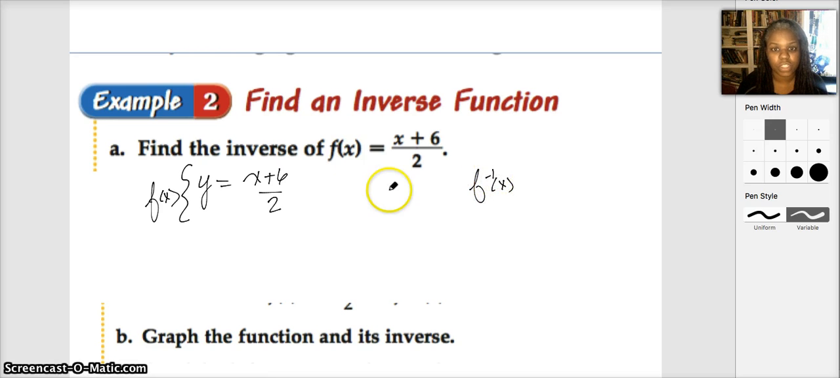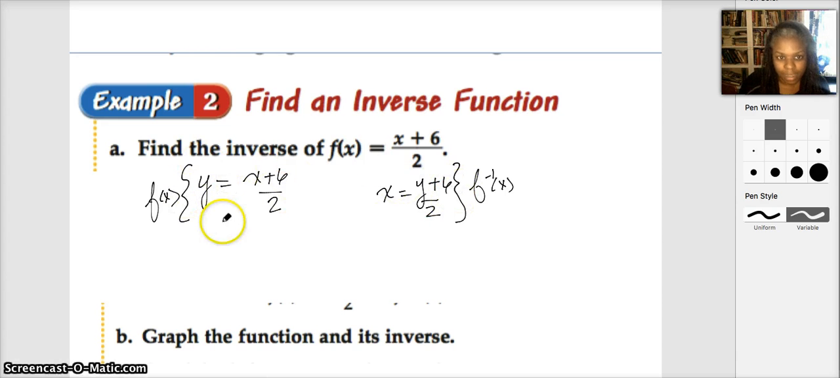For the inverse, what we do is we take the x and the y and we switch them. So we write x is equal to (y + 6)/2, okay? So that's this situation here. This is what we do. We take the same function, we rewrite it in terms of y, and that's what the f of x is. But the f inverse of x is when we switch y and x. And now what we're going to do is solve for y.